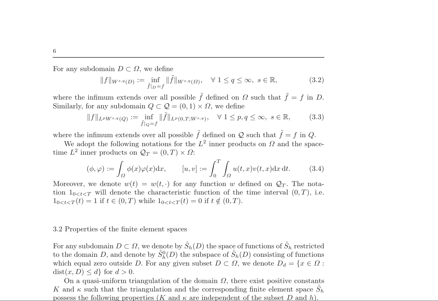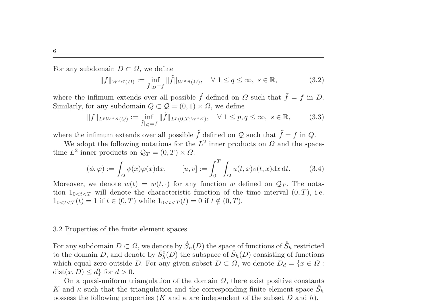The finite element spaces are constructed using a quasi-uniform triangulation of the domain Ω, denoted by S_h(D), which is the space of functions of S_h restricted to the domain D. The subspace of S_h(D), consisting of functions that equal 0 outside D, is denoted by S_h^0(D). Four key properties of the finite element spaces on a quasi-uniform triangulation of the domain Ω are established.